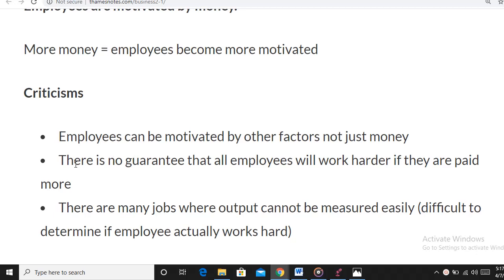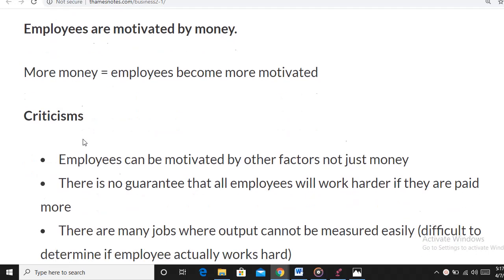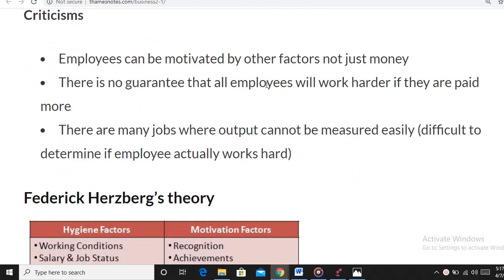Okay, that's critically obvious. I mean, guys, you can understand that I told you before, it's not always about money, but this theory refers to everything being about the money. The motivation comes out of the more money you have for employees. There's no guarantee that all employees will work harder if they are paid more. I mean, what if you pay more for an employee but he doesn't do more?